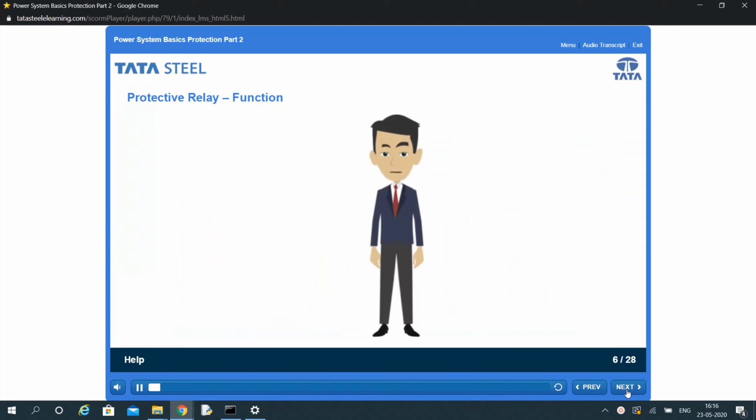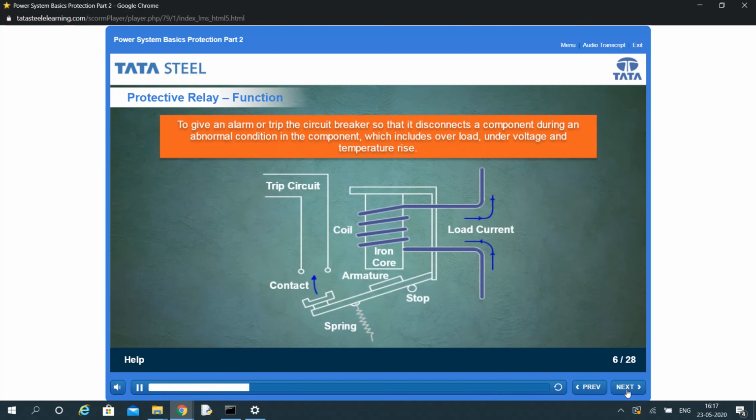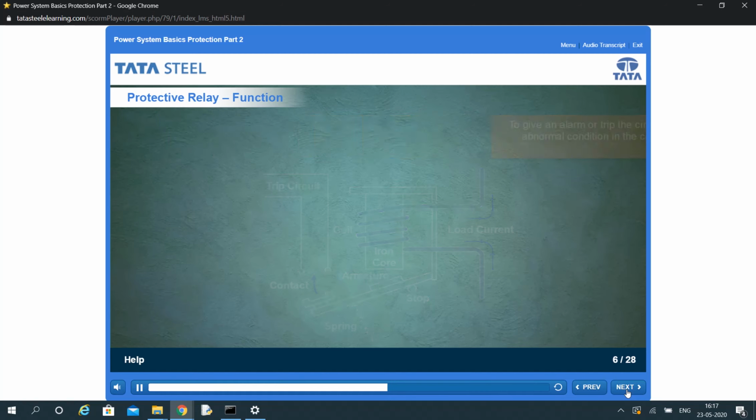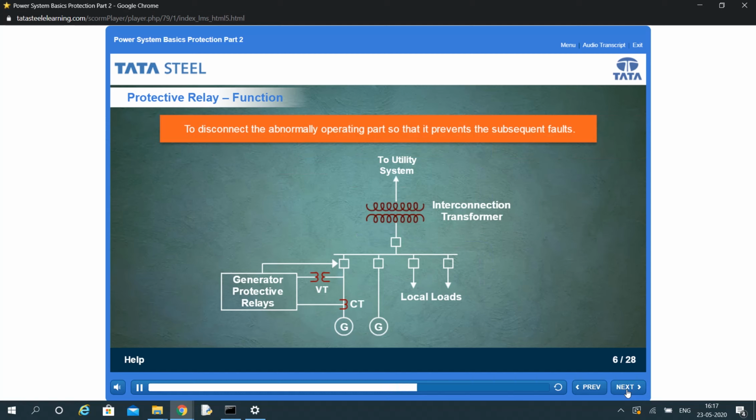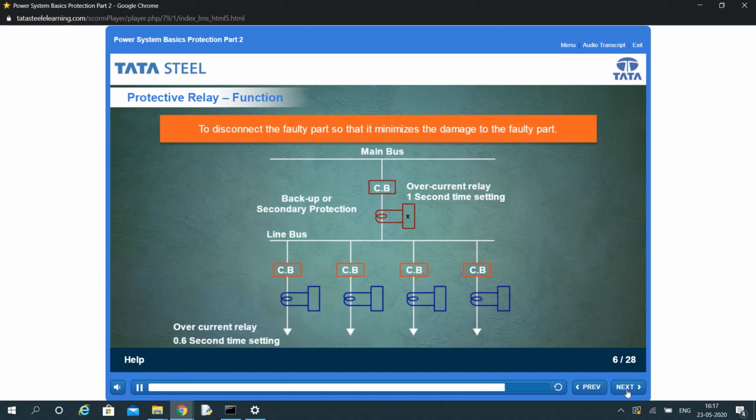So what does a relay do? Well, the function of a protective relay is to give an alarm or trip the circuit breaker so that it disconnects a component during an abnormal condition in the component, which includes overload, under voltage, and temperature rise. Disconnect the abnormally operating part so that it prevents subsequent faults. Disconnect the faulty part so that it minimizes the damage to the faulty part.